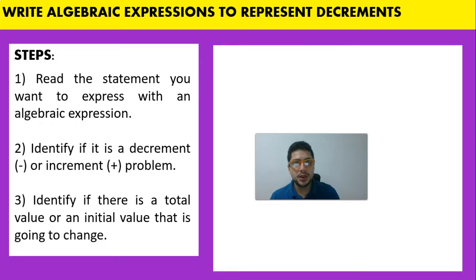So guys, the first thing we're going to be learning is the steps in which we can write an algebraic expression to represent a decrease of a quantity. The first thing you have to take into account is that you have to read the statements you want to express with the algebraic expression, and you have to be very, very careful, because you have to identify if it is a decrement or an increment. If it is a decrement, you're going to be using the negative sign, and if it's an increase, then you're going to be using a plus sign. And last but not least, you have to identify if there is a total value or an initial value that is going to change, right? So if you have an initial value and it's going to decrease, that initial value is going to be subtracted a quantity, okay? So it really depends on the problem.